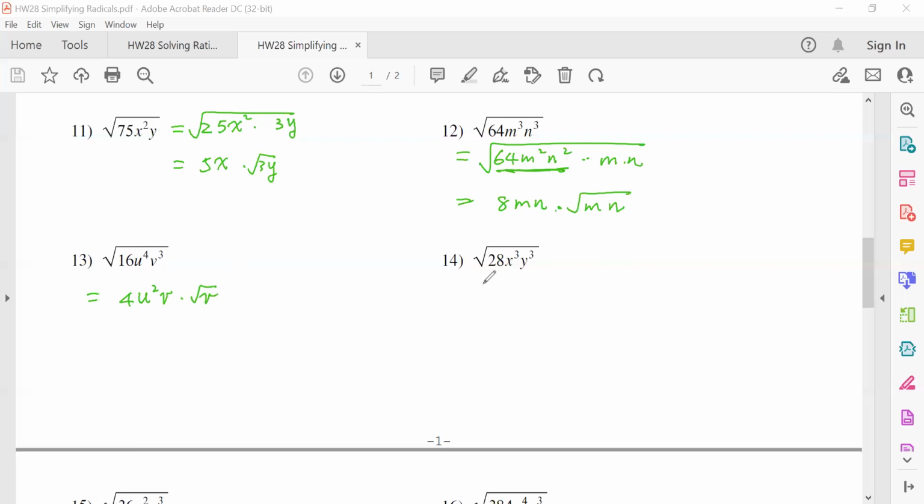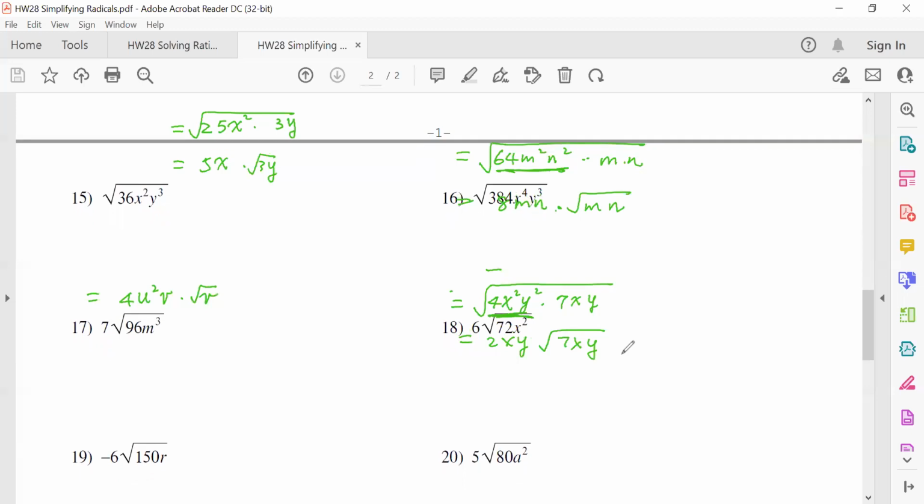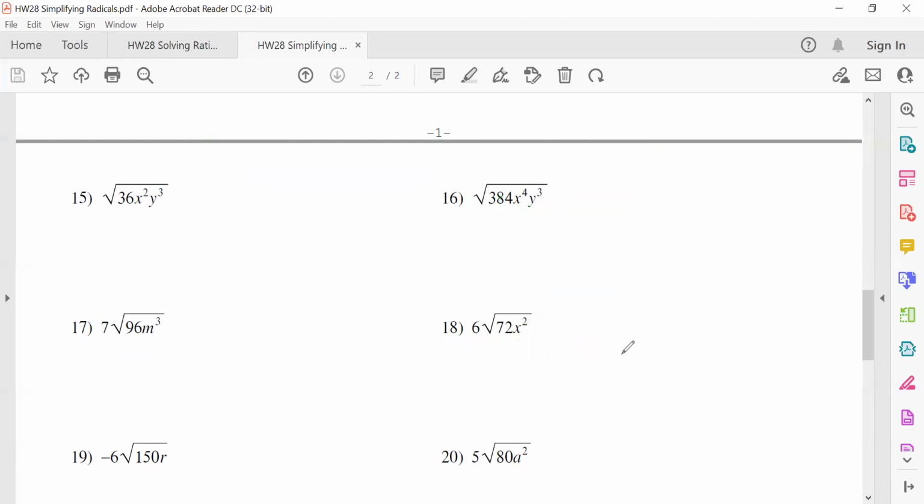All right? So you guys can do this one, all right? So 28, you can break it down 4x squared y squared times 7xy. We try to make this one something square, right? After square root, it became 2xy square root 7xy, right? So very much easy. All right. Keep moving. If you have different answers, please mark it on your answers. Just mark it and then do one more time.